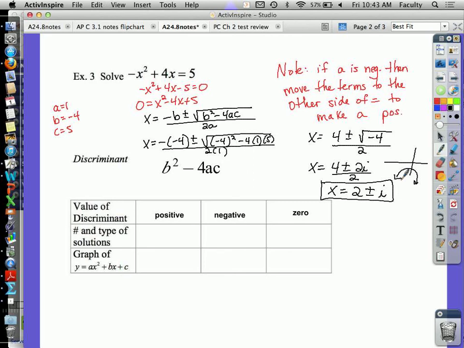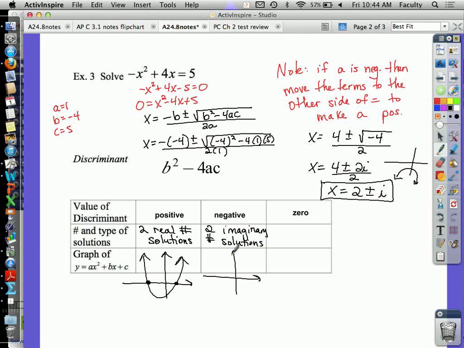So if the discriminant is positive, we get two real number solutions. And this one is like example 1, where you have a graph and it's crossing the x-axis in 2 places. If the discriminant is negative, like in example 3, you get 2 imaginary number solutions. And graphically, this means that the parabola is either above the x-axis the entire time or below, opening down the entire time.